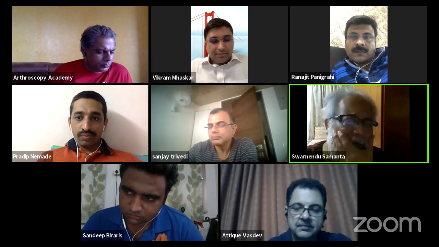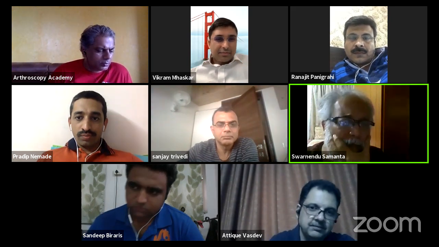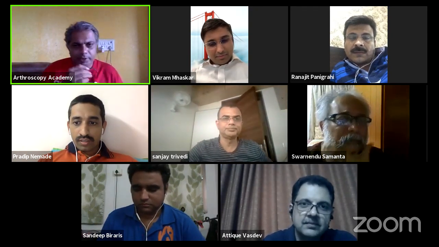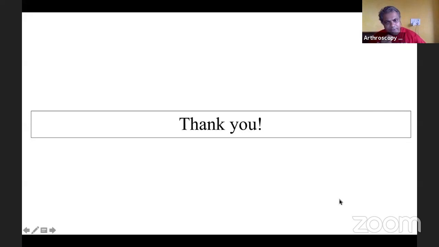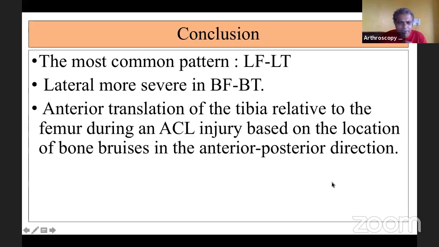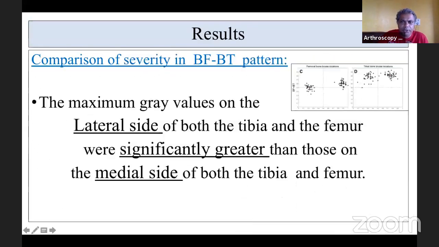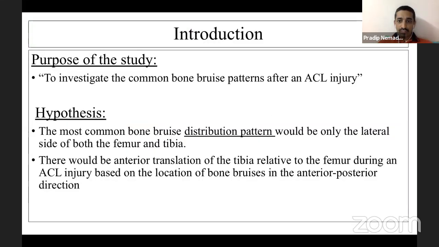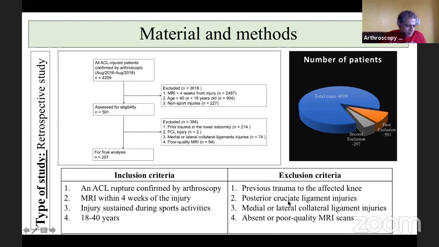Okay. You upload the paper, so you have to read it properly. Then only will we probably understand most of the things. Pradeep, we have been seeing this bruise pattern. Sir, I'll just show the exclusion criteria. The posterior cruciate ligament and the medial and lateral collateral ligament were excluded from the analysis. So it is just pure ACL and ACL with meniscus.